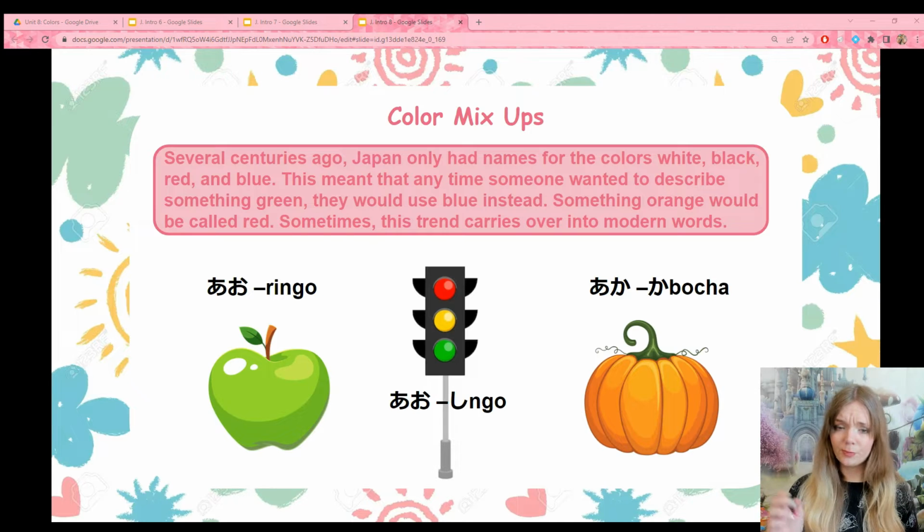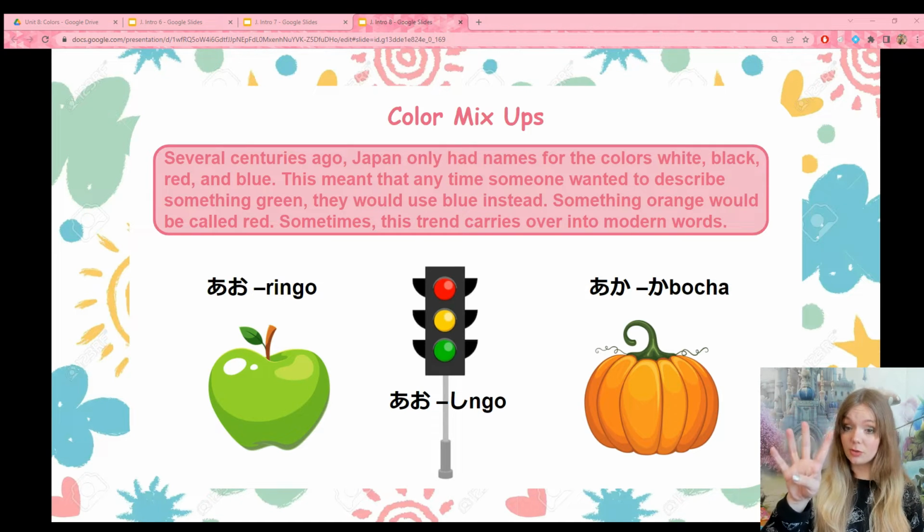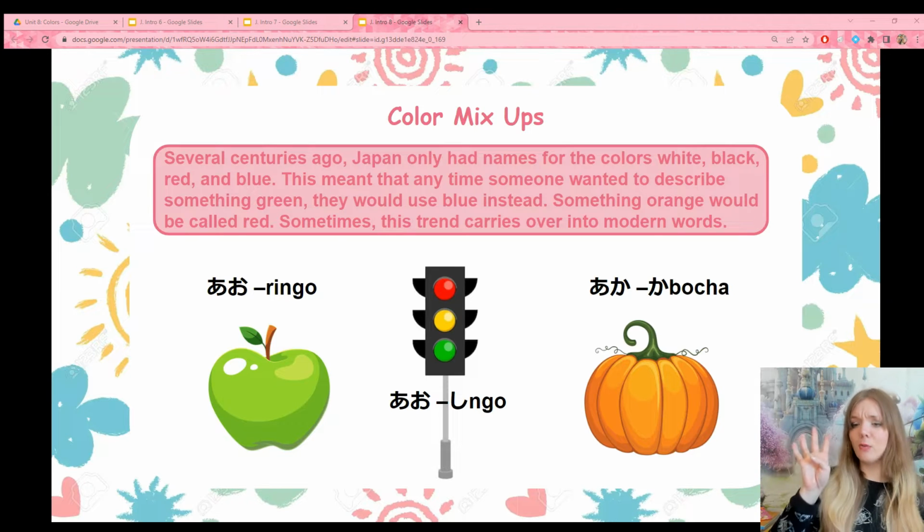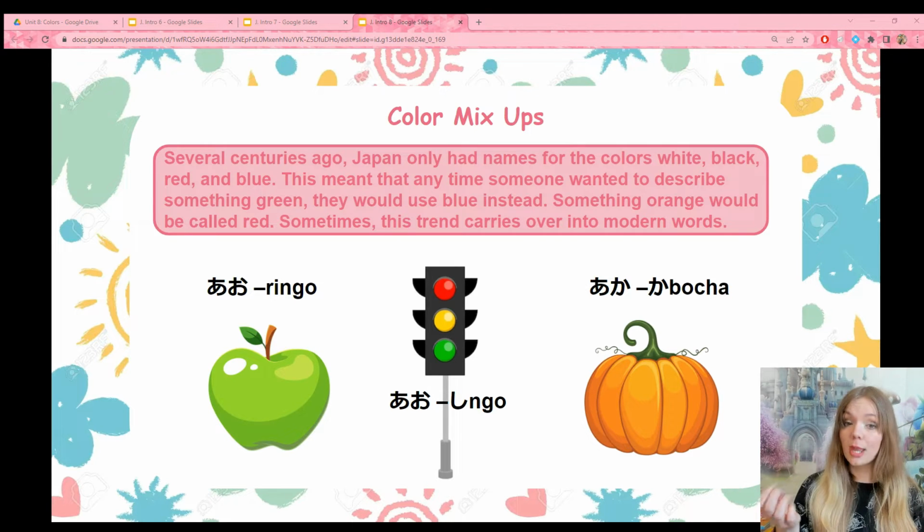First, I have a bit of a cultural note that might confuse you if you ever go to Japan. Many years ago, Japan only had names for 4 colors. Those were white, black, red, and blue. So anytime they needed to describe something that was different from those 4 colors, they would have to use those colors to describe them. So something that was green would be called blue. Something that was orange would be called red.